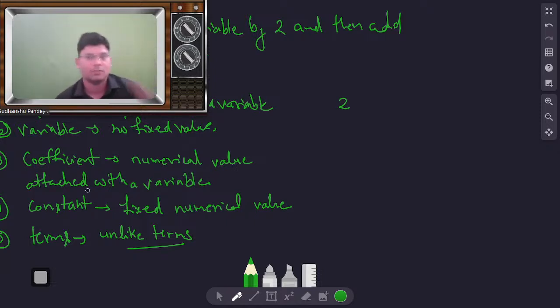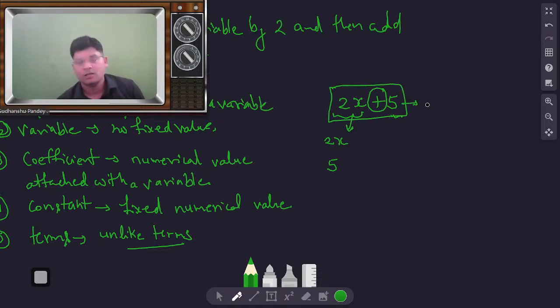Suppose I am writing 2x plus 5. Can you see that there is a plus sign which is differentiating two kinds of numbers? One is 2x, another one is 5. So we can say that this expression has how many terms? 2 terms.